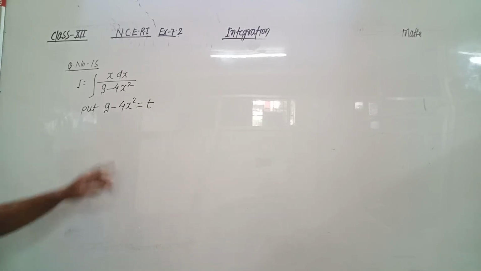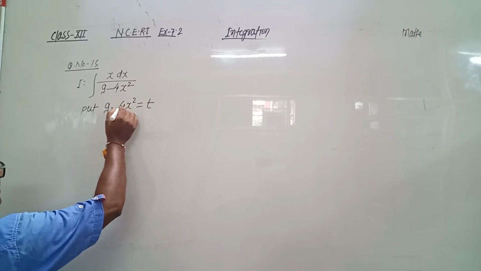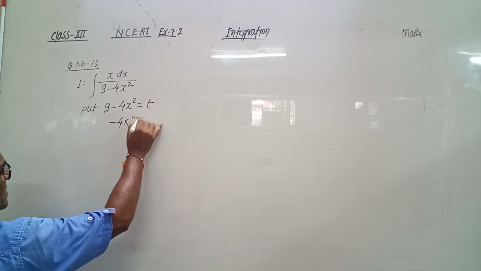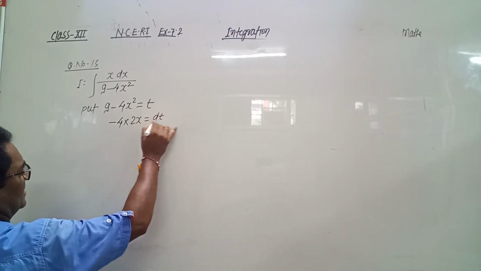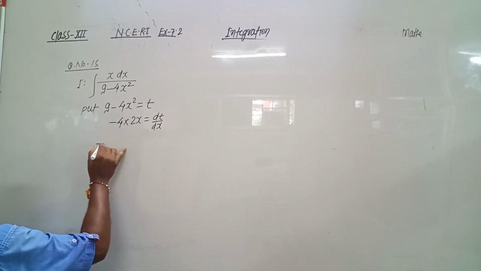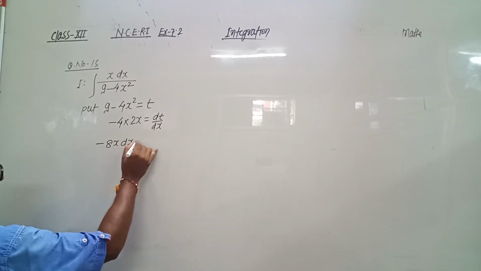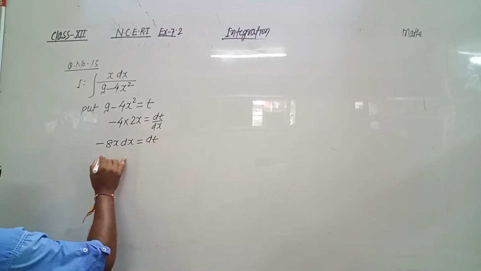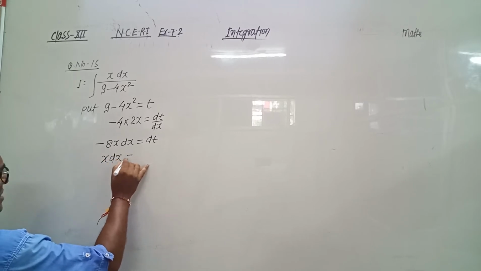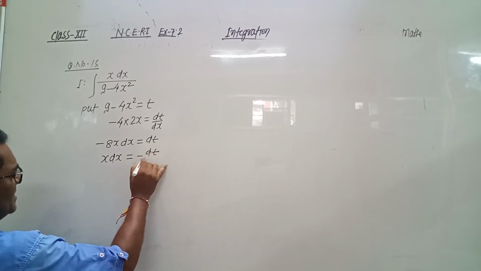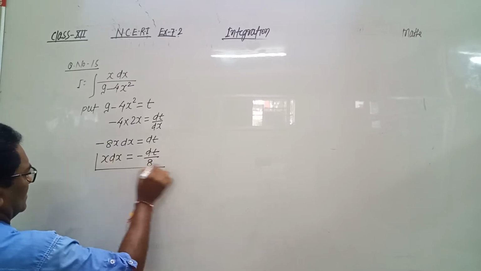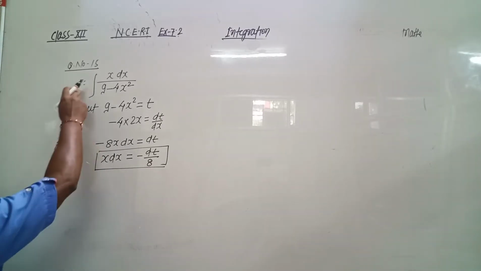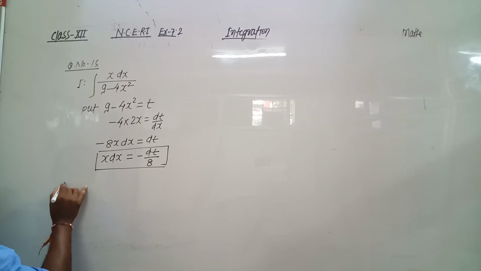Then differentiation of 9 is 0, and the minus 4 is taken outside. Differentiation of x square is 2x, and differentiation of t is dt by dx. Then minus 8x dx equals dt. Multiplying both sides by minus, we get x dx equals minus dt by 8. So we get the value of x dx as minus 1 by 8 dt, and we put it in the given question.